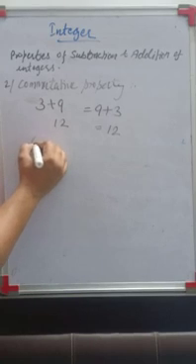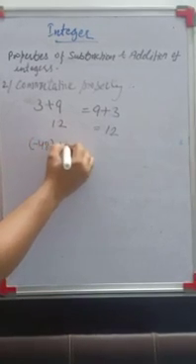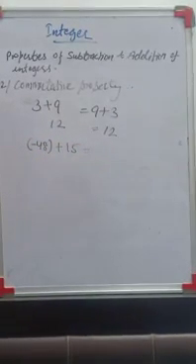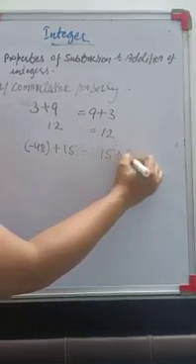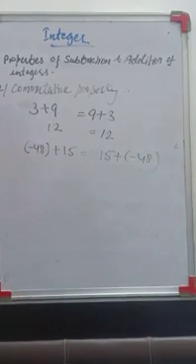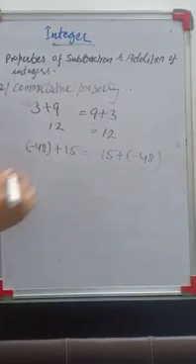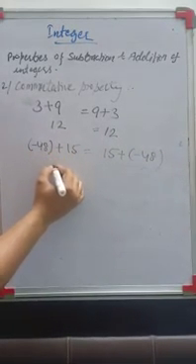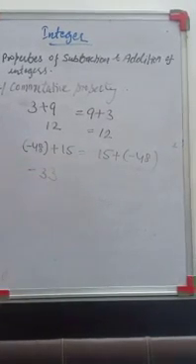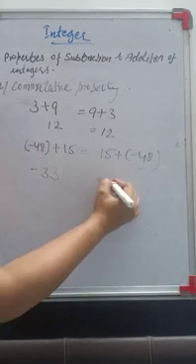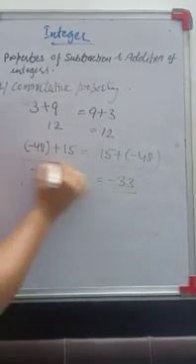If I am writing minus 48 plus 15, I am adding two numbers, right? Is it the same as 15 plus minus 48 or not? Let us check it. So what will be the answer? 3... and this is minus 33. Same over here, the result will be minus 33.